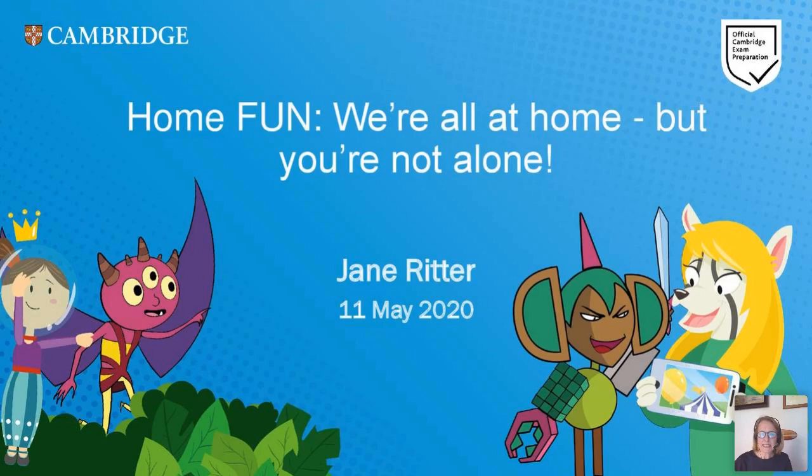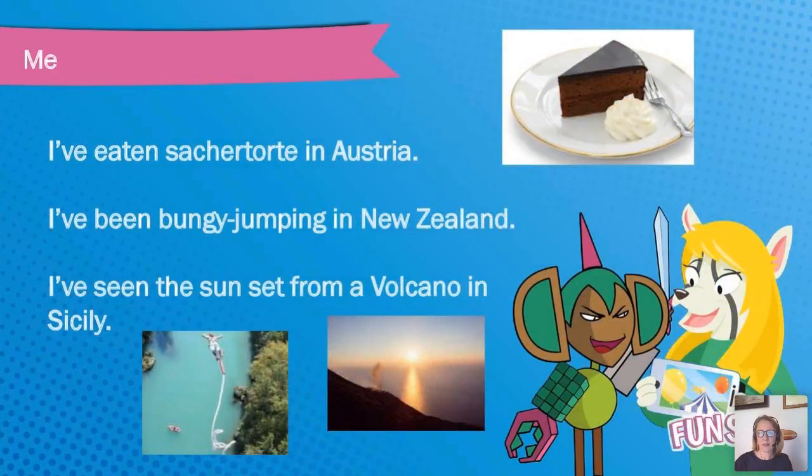Okay, here are 3 sentences and pictures that refer to my life. One of them is false. Just take a moment to read the sentences and write the false sentence, just one, in the chat. Okay. So the 3 sentences are: I've eaten Sachertorte in Austria, I've been bungee jumping in New Zealand, and I've seen the sunset from a volcano in Sicily. Which one is false?